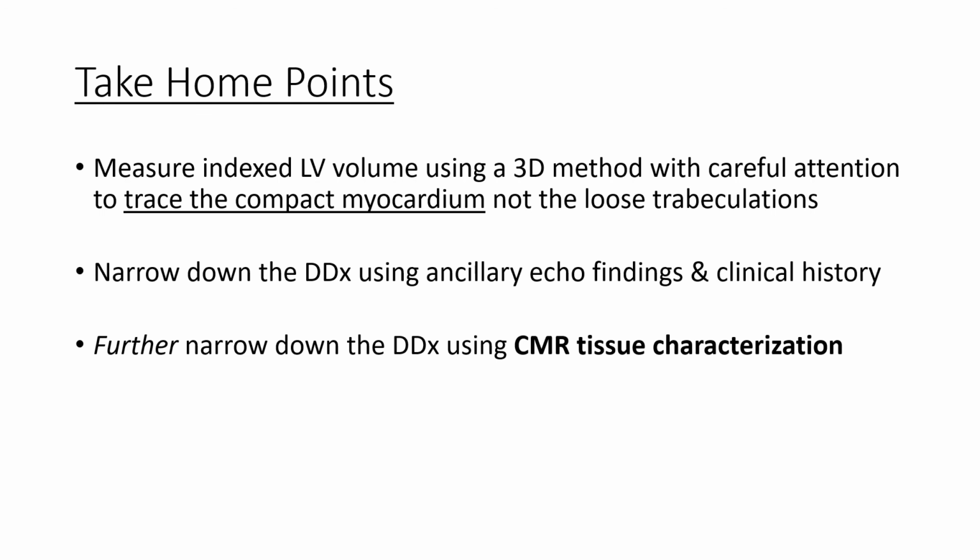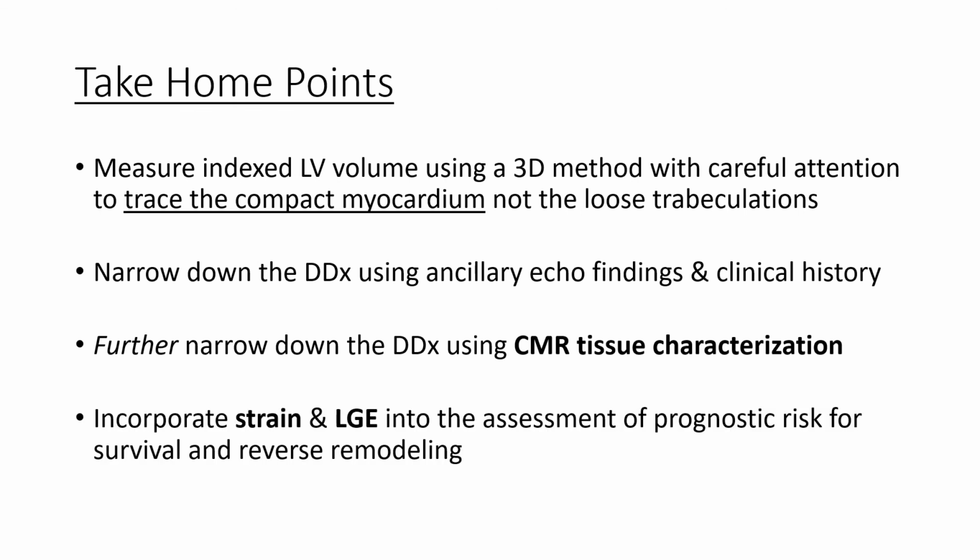We could use advanced imaging modalities such as CMR to further narrow down the differential diagnosis, and in particular benefit from tissue characterization with T1, T2 mapping, and LGE. And finally, when determining whether a patient is at risk for bad outcomes, we should incorporate strain and LGE into our assessment to better predict survival and reverse remodeling.